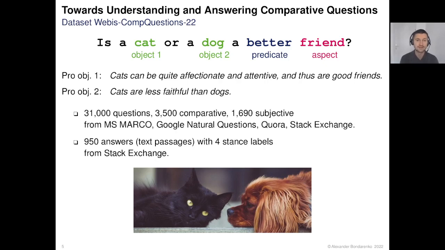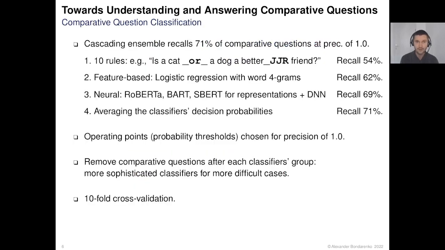Our dataset contains more than 30,000 questions randomly sampled from publicly available datasets like MS Marco with 3,500 comparative in it, with half of the questions being subjective. For a subset of almost 1,000 comparative questions, we also extracted potential answers, text passages, and manually labeled them with 4 stance labels.